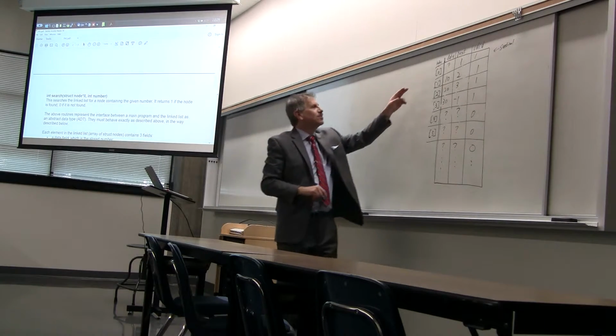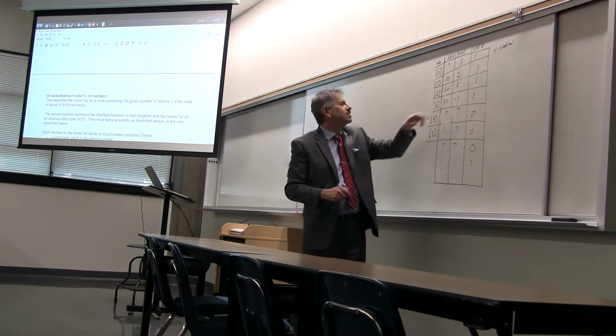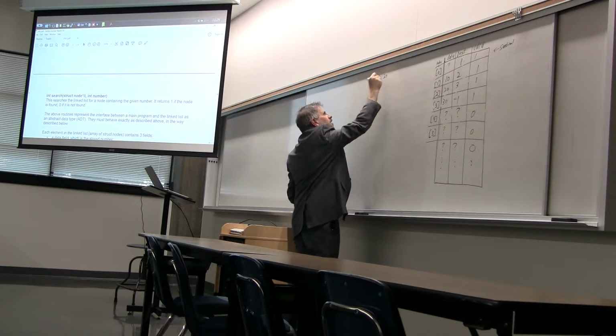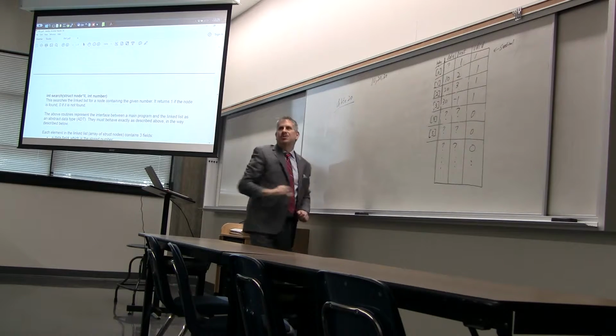All right, so sentinel node, first node is 1, that's a 10, second node is 2, that's a 20, third node is 3, that's a 30, and that's the end of the list. So our list looks like this. So let's delete 20.